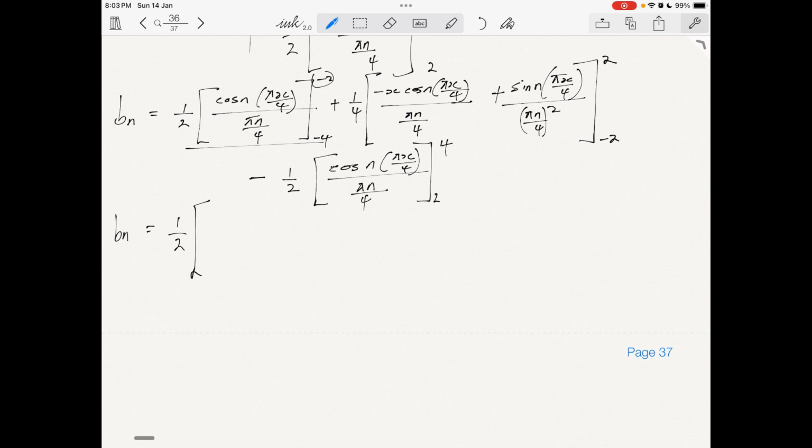So the upper limit here is minus 2. So we have cos n into minus pi over 2, divided by pi n over 4, minus the lower limit of minus 4. So wherever we see x, we put minus 4. So we have cos n of minus pi, over pi n over 4.